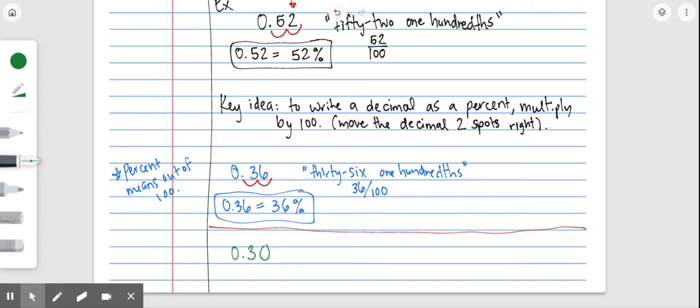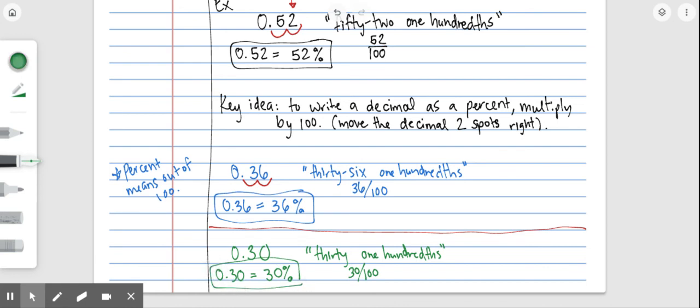0.30. This is said out loud as 30 100ths, or 30 hundredths. So this is 30 out of 100, which means 0.30 is the same as 30%.